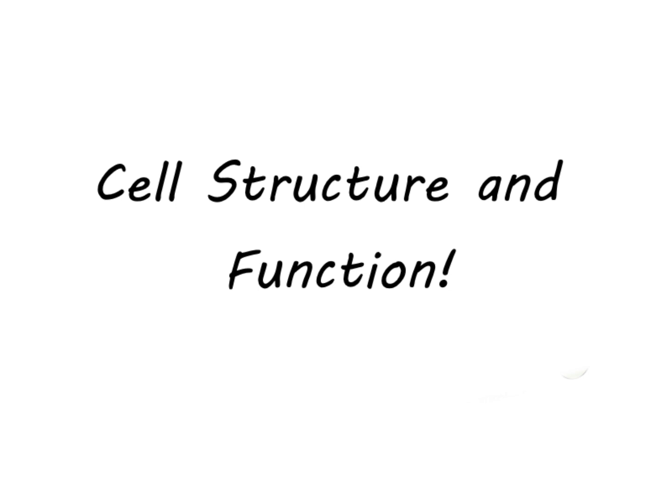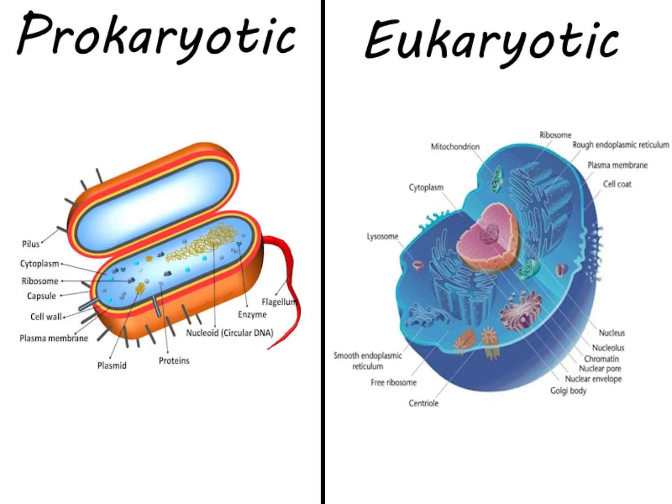Now on to cell structure and function. Cells are the basic unit of life and come in 2 types. Prokaryotes, like bacteria, are simple, lacking a defined nucleus and membrane-bound organelles. Eukaryotes are more complex, with a nucleus and various organelles.